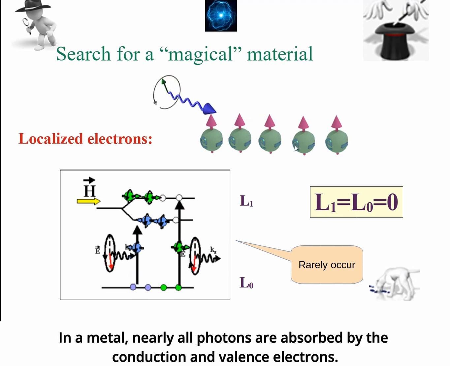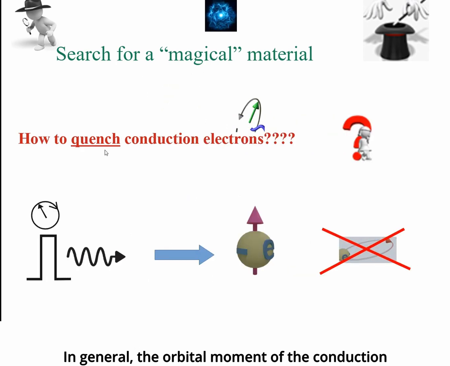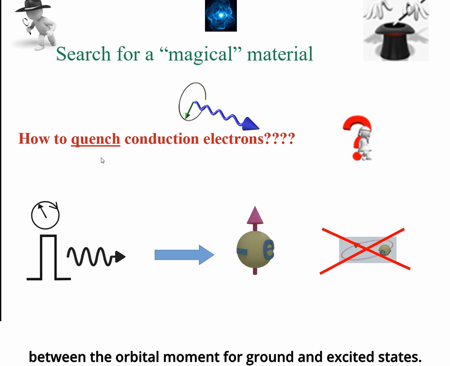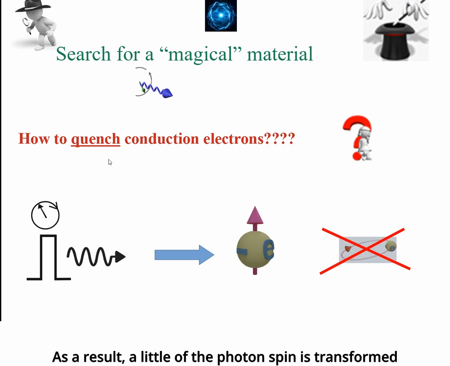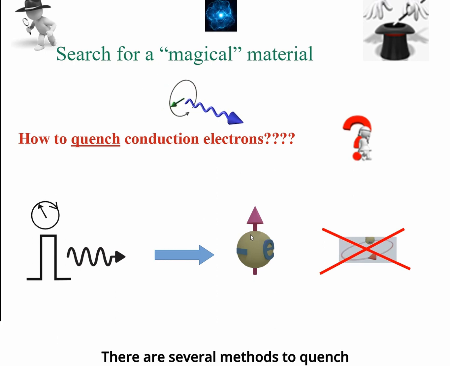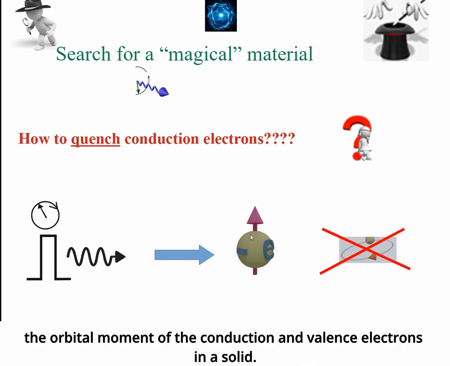In metal, nearly all photons are absorbed by conduction and valence electrons. In general, the orbital moment of conduction and valence electrons is not quenched, and there is a large difference between the orbital moment for ground and excited states. As a result, little of the photon spin is transformed into the spin of the electron, making the all-optical switching ineffective. There are several methods to quench the orbital moment of the conduction and valence electrons in a solid.